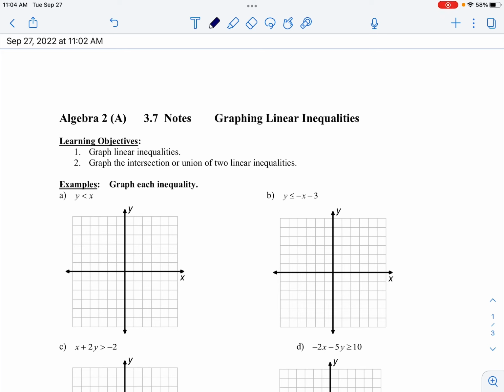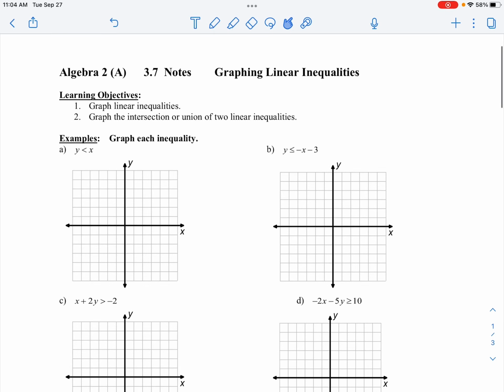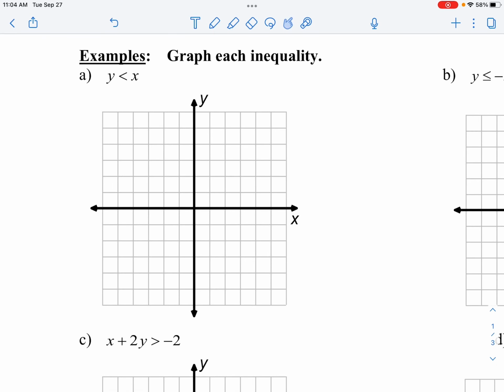All right, so let's dive right into these notes on graphing linear inequalities. Okay, first one right here, part A. Our inequality is y is less than x. So here's how these work. What you're going to do when you're graphing inequalities is first, you're going to graph it just like an equation.